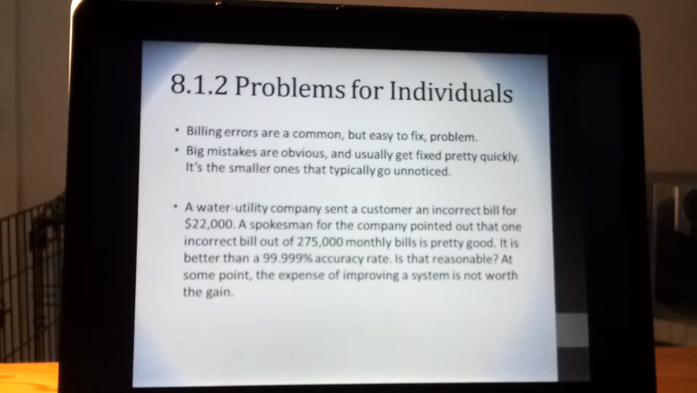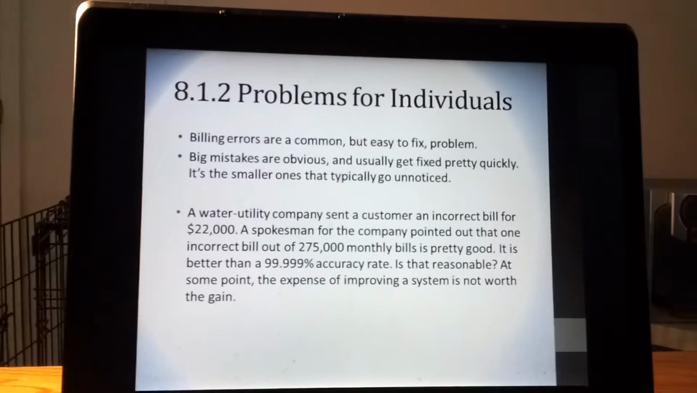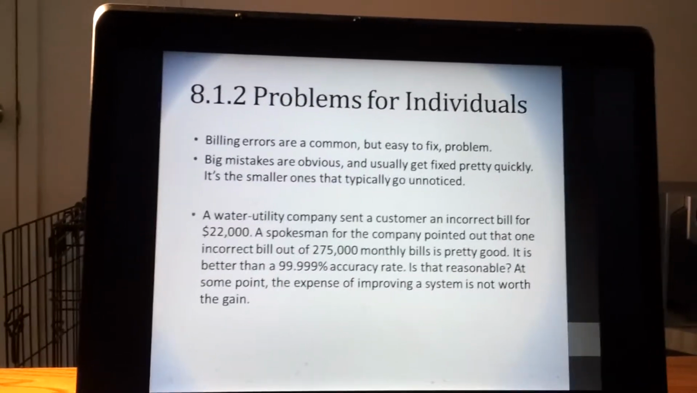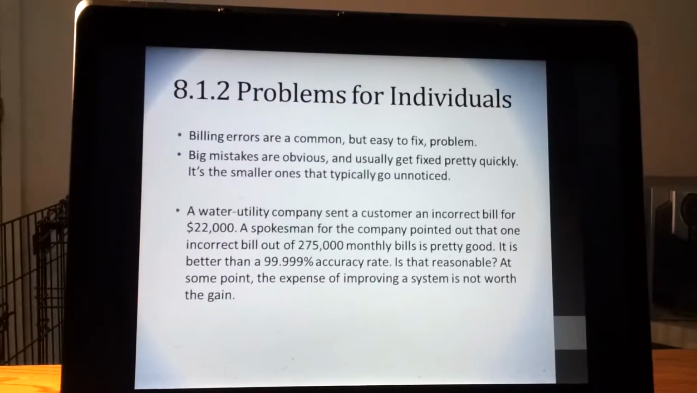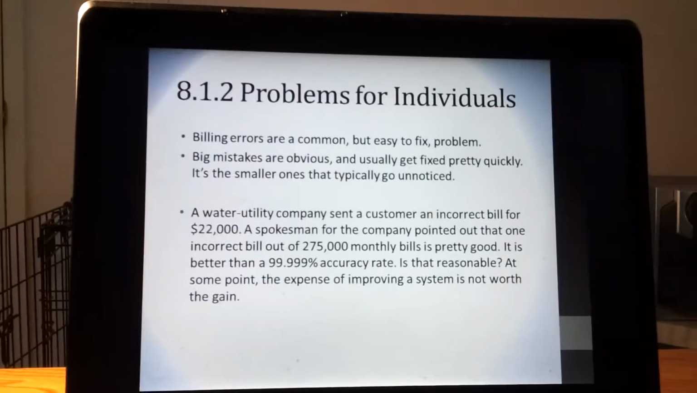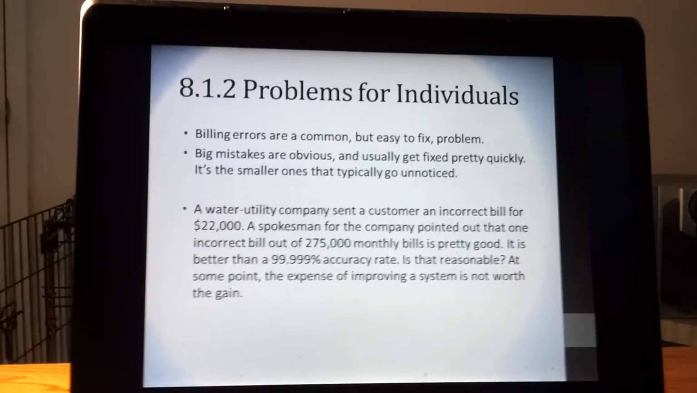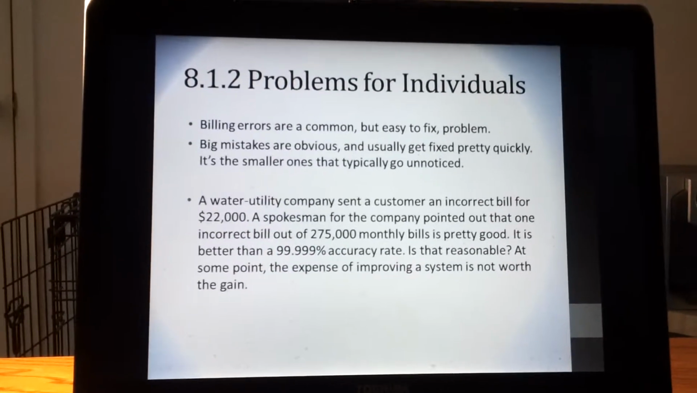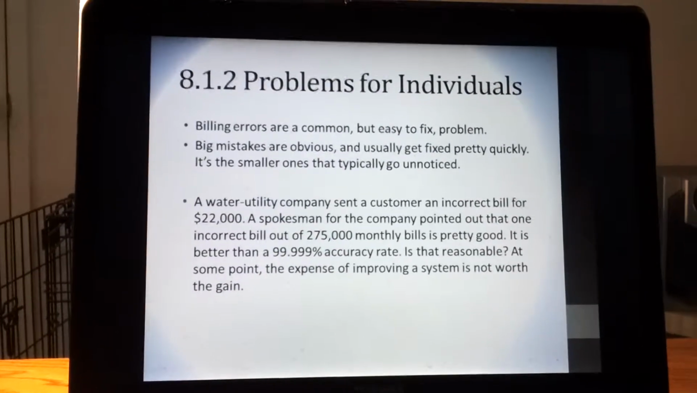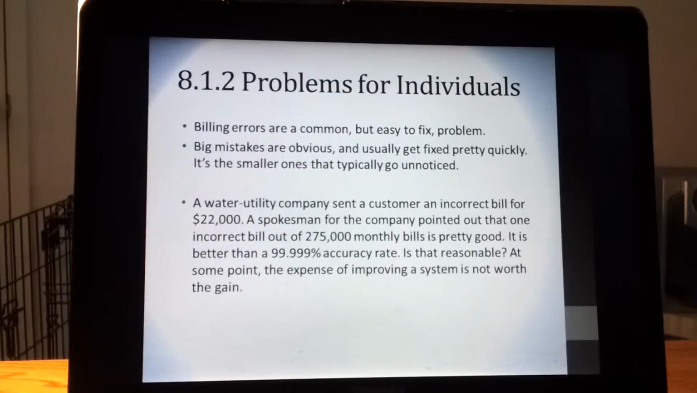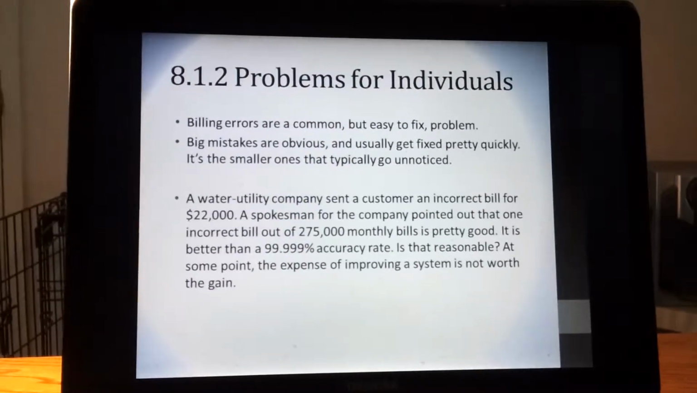For example, a water utility company sent a customer an incorrect bill for $22,000. A spokesman for the company pointed out that one incorrect bill out of 275,000 monthly bills is pretty good. It is better than a 99.999% accuracy rate. Is that reasonable? At some point, the expense of improving a system is not worth the gain.